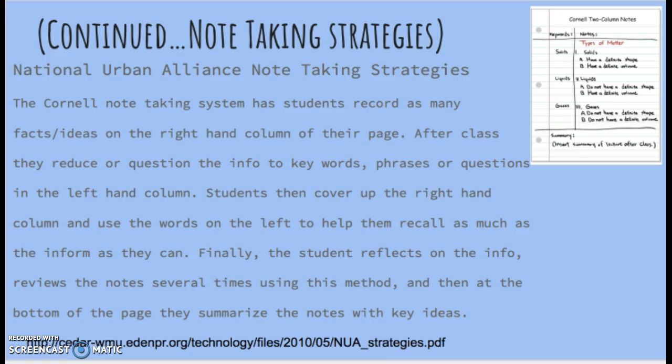So other NUA strategies that we've learned are the Cornell note-taking systems, and I included a little picture at the top to remind us of what that looks like. And this is, on the right side, students record as many facts and ideas as they can. After class, they reduce or question the information to keywords. Students then cover up the right side of their notes and use the words on the left to help them recall as much info as they can. Finally, the student reflects on the information, reviews the notes several times, and then at the bottom of the page, they summarize the notes. So I think that last step is really crucial for the Cornell note-taking system, that they're making that summary at the end.